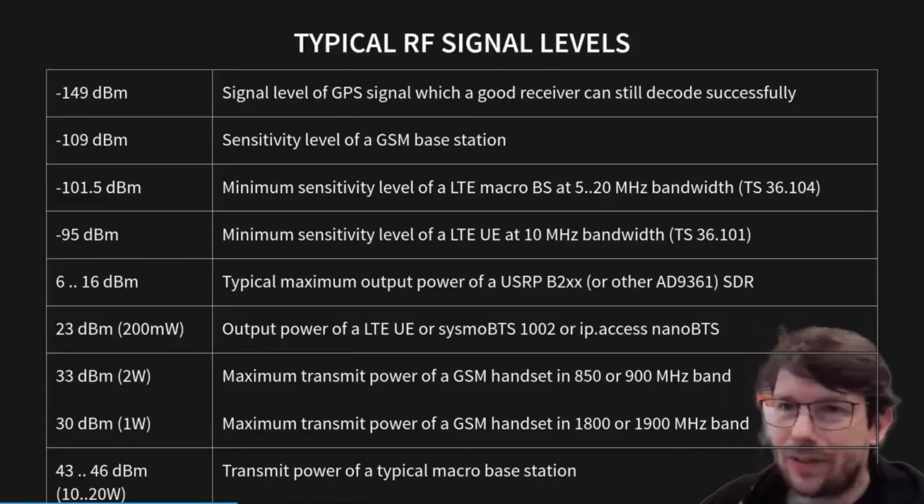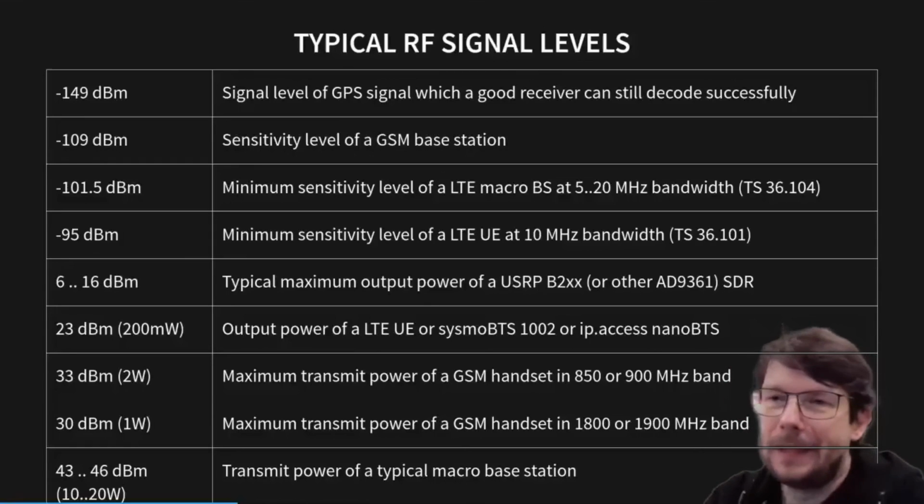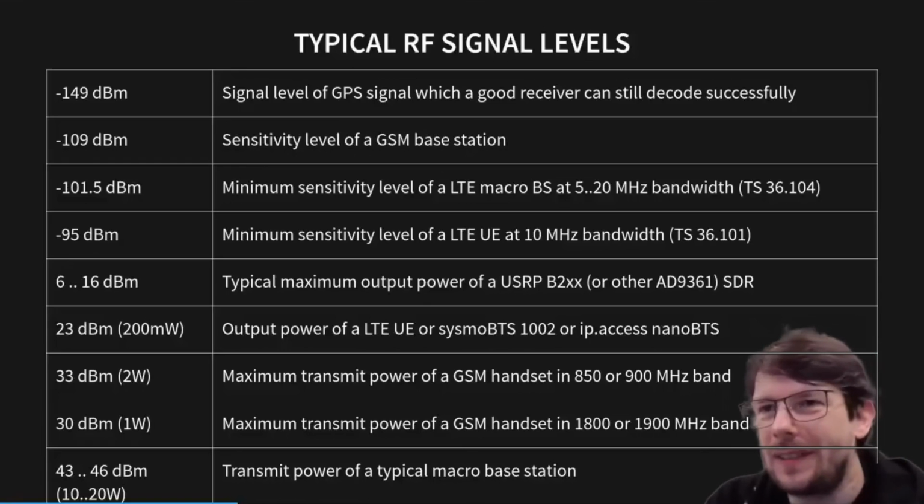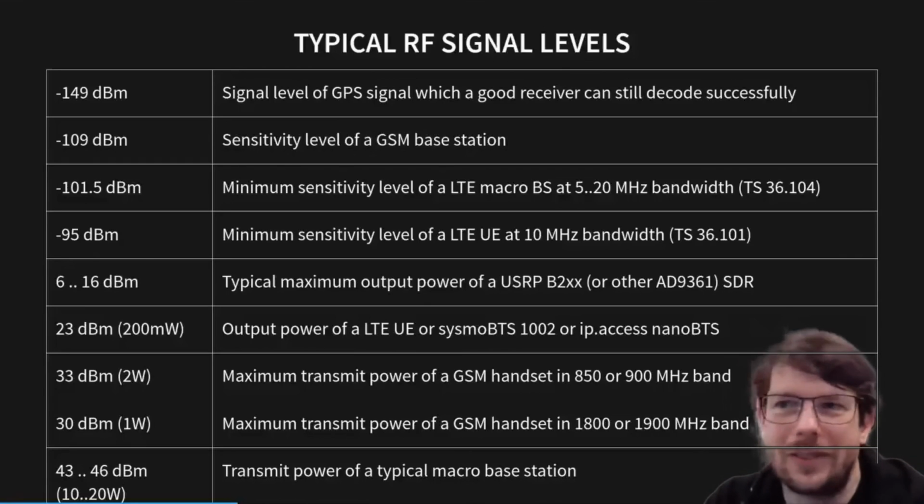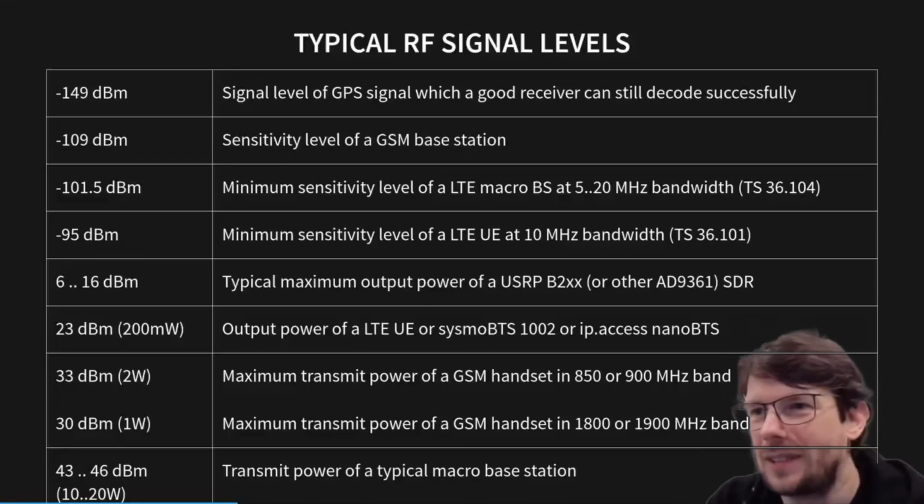On the positive scale, +6 to +16 dBm is the typical maximum power output you would get from a USRP B200, 210, something like that, or other software-defined radio devices that have an ADI transceiver. 23 dBm is the output power of a typical LTE user equipment, or also a Sysmo BTS 1002 or an IP Access Nano BTS if you work with 2G equipment.